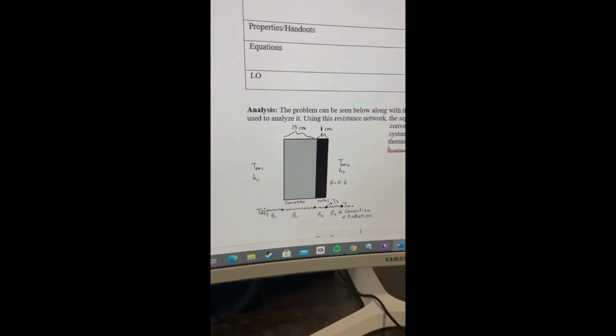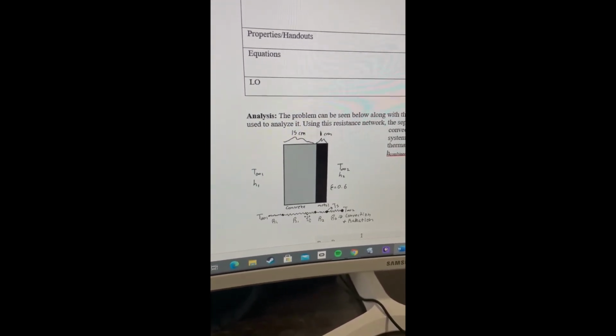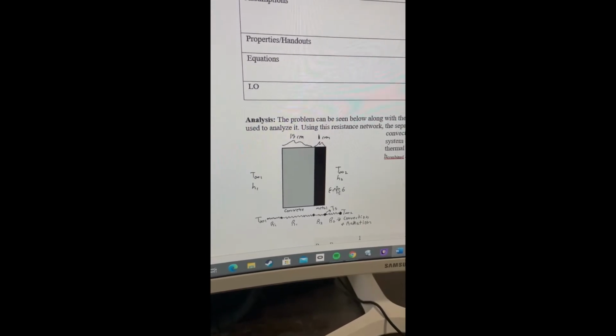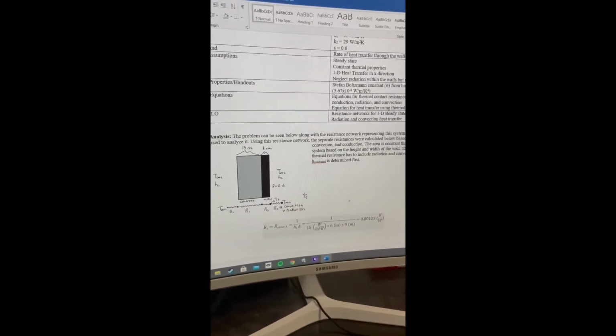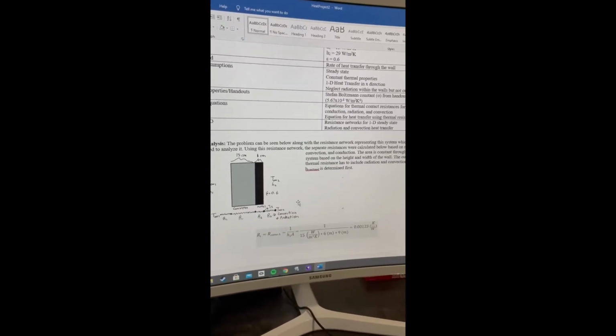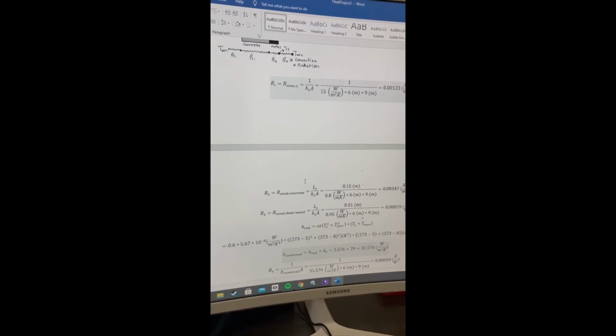You have the thermal resistance networks below, which we're going to model this system as, and then you have the concrete wall itself, which you're given the area as well. And first I begin by solving for these resistances. The inner resistance is just a convection resistance, and then R1 and R2 are conduction resistances due to the concrete and metal. And then the last resistance, R outer, is both convection and radiation.